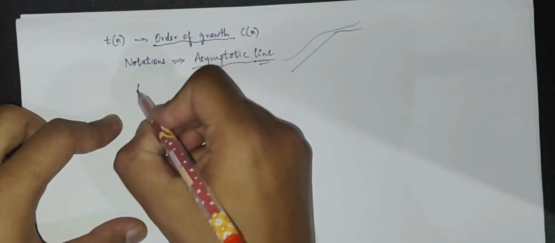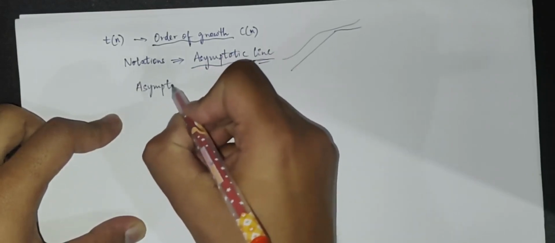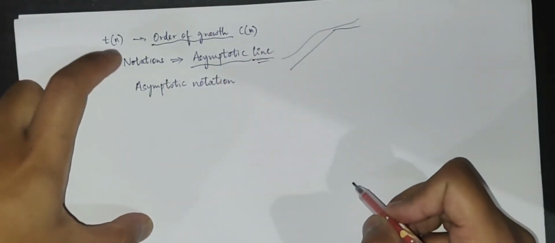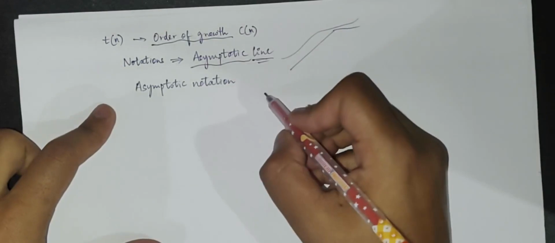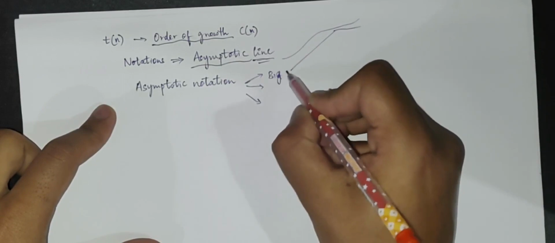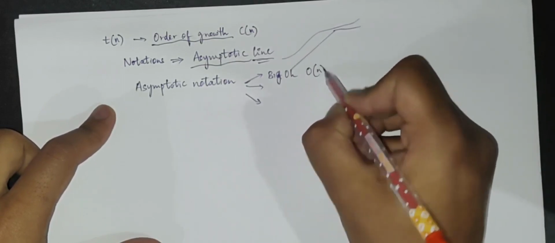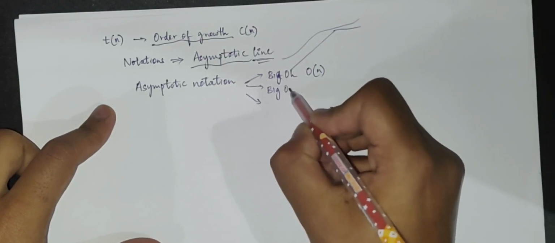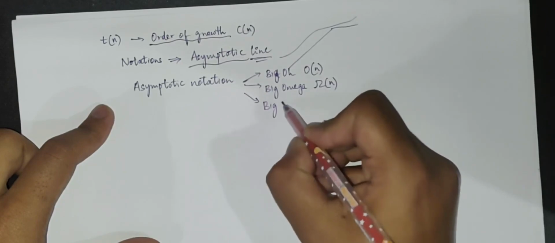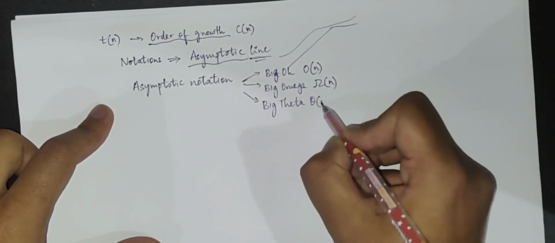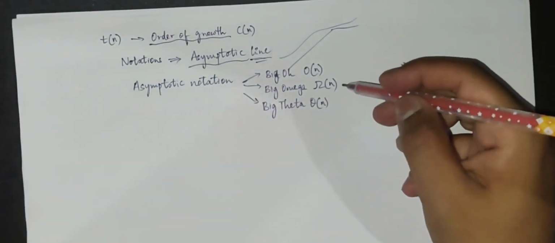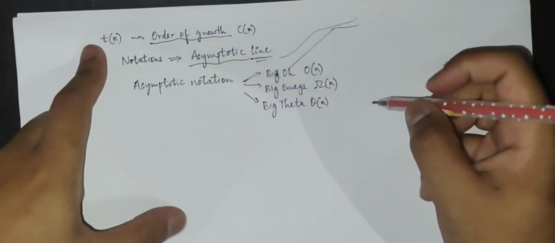So we use some asymptotic notations to denote how efficient your algorithm is. There are actually three notations which we use. One is called the big O notation, usually represented by O of n. Then there is something called big omega, so big omega of n, and then there is big theta. We represent it using theta of n. So these are the three notations using which the algorithm's efficiency is usually denoted.